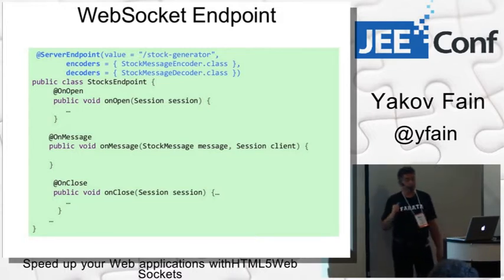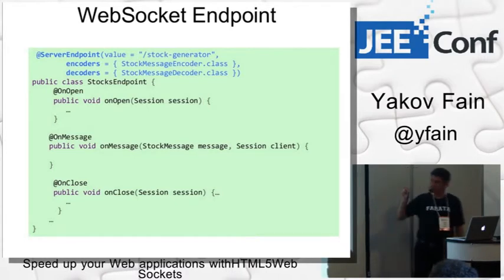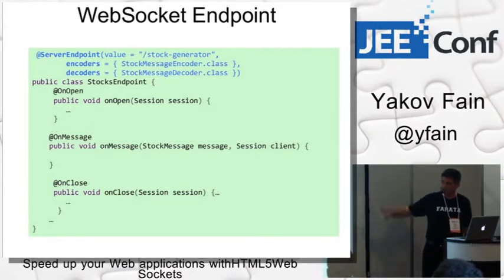If I want to send something back, this endpoint will send it to the stock message decoder class, which again you need to write. You can encode it to JSON or maybe to something else, maybe SOAP. It's up to you what you want to do for encoding. And there is an onMessage method and onClose that you need to implement. Decoder, very simple.